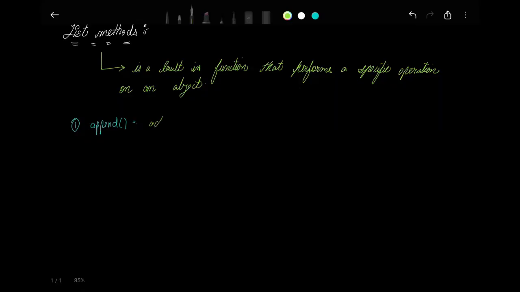Append adds a new element to the end of the list. Imagine you are shopping online. Every time you add a new product, it is placed at the end of your cart. Append works exactly the same way. Next method that we have is insert method.